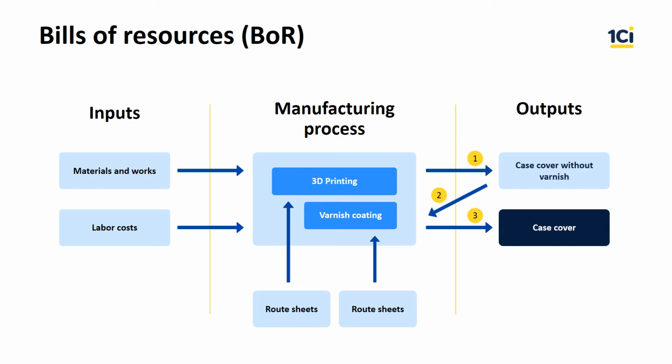By creating the bill of resources, we achieved two goals. We created a logical connection between the printing and varnishing processes. We specified that case cover without varnish is a semi-finished product, because the bill of resources clearly indicates that this material is produced by the first stage and is used during the second stage.